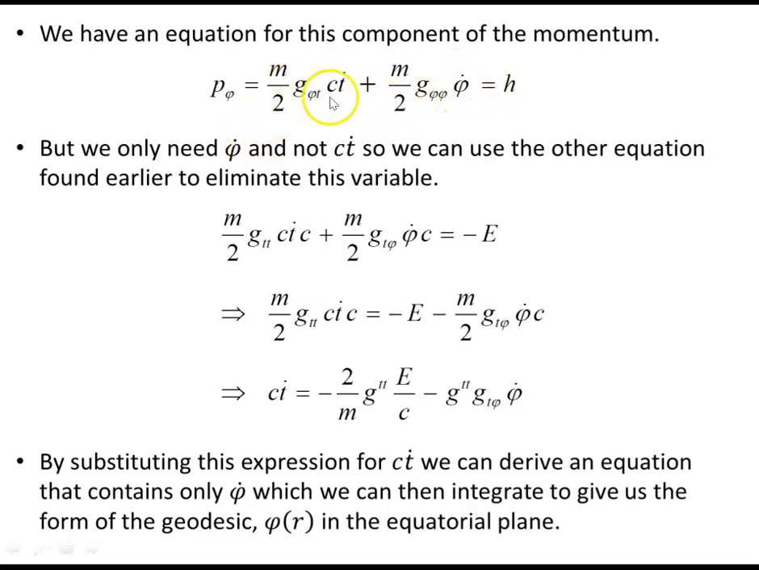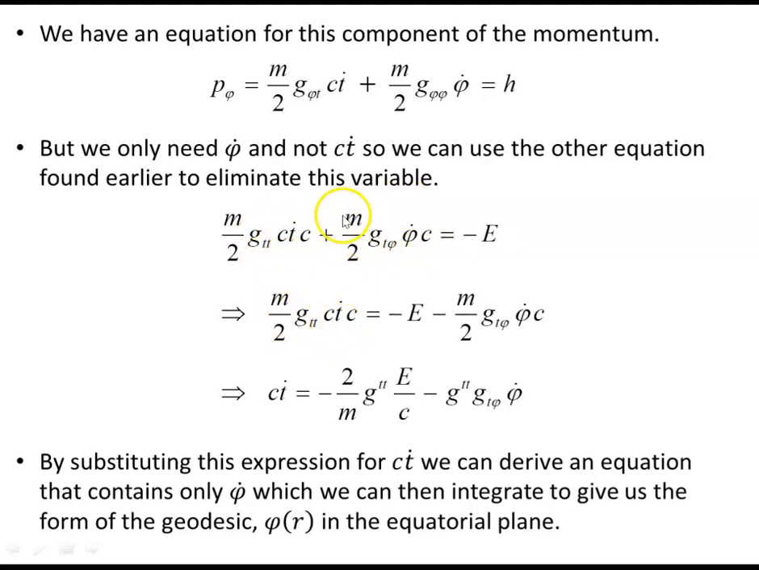But fortunately for us, there was a second equation found in the first two series, and that concerned the energy of the particle. So we only need phi dot, not t dot, so we can use another equation found earlier, which was also in the first video, and that was this one here in relation to the negative of the energy. So let's rearrange that to get t dot by itself.